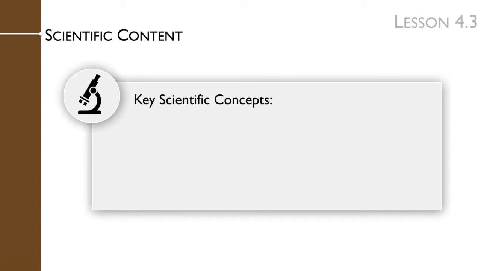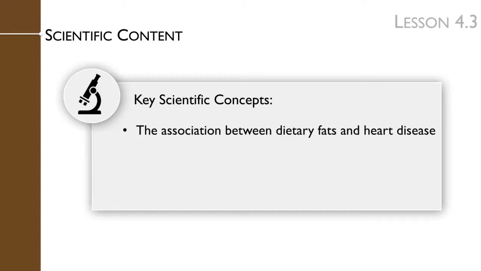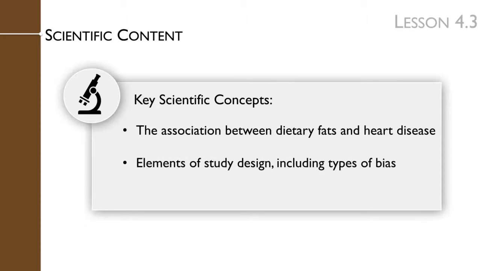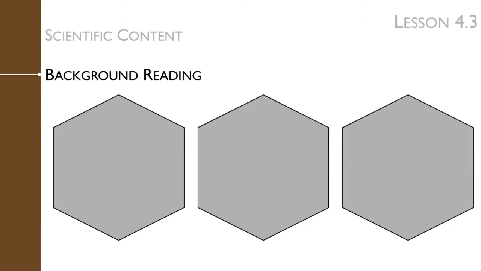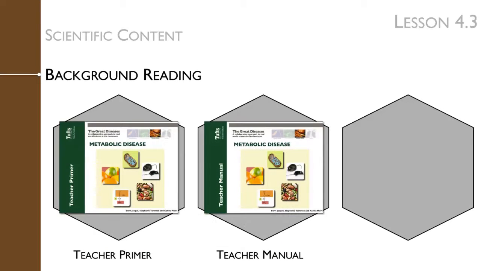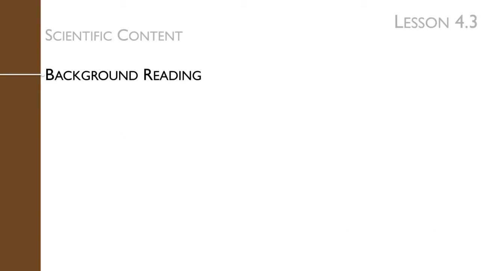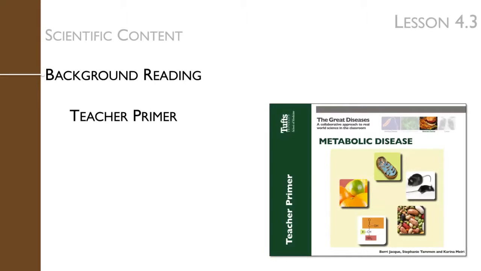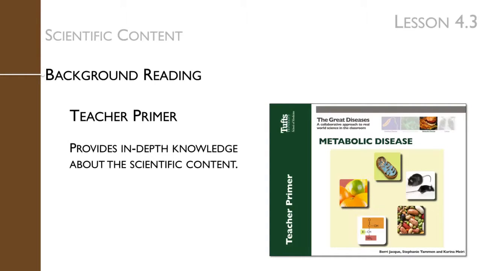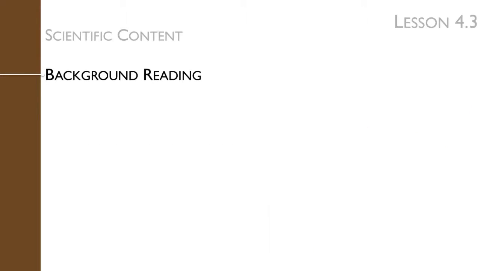To prepare for this lesson, you will need to review the key scientific concepts that are presented throughout the lesson. These include the association between dietary fats and heart disease, and the elements of study design, including types of bias. You can review this scientific content in the background reading provided for you in the teacher primer, the teacher manual, and the student workbook. The teacher primer provides in-depth knowledge about the scientific content presented in this lesson.